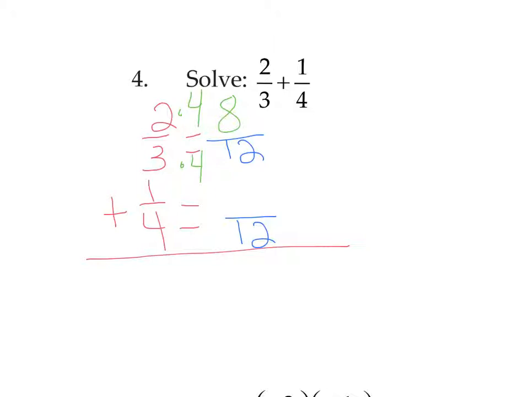4 times what makes 12? Whoops, not 4 times 4. What am I saying? It's 4 times 3. So times 3 on the top. 1 times 3. Now we can add these. When you add fractions, the denominator stays the same, and you just add the numerators. So 8 plus 3 makes 11, and this is 11/12.